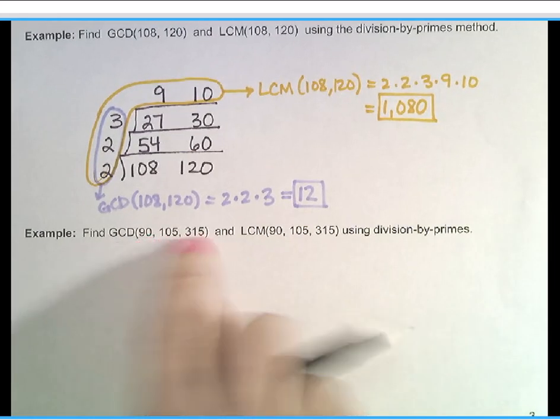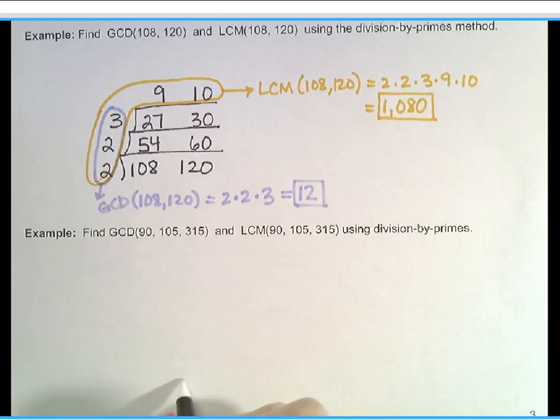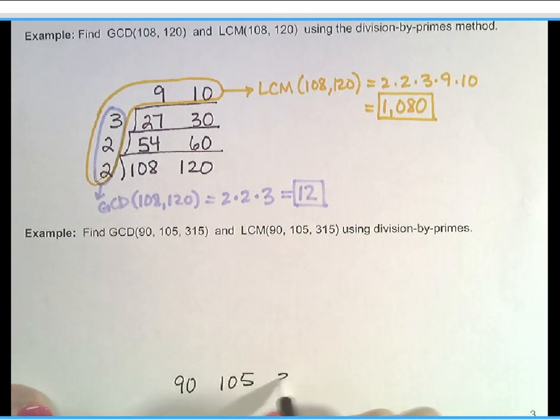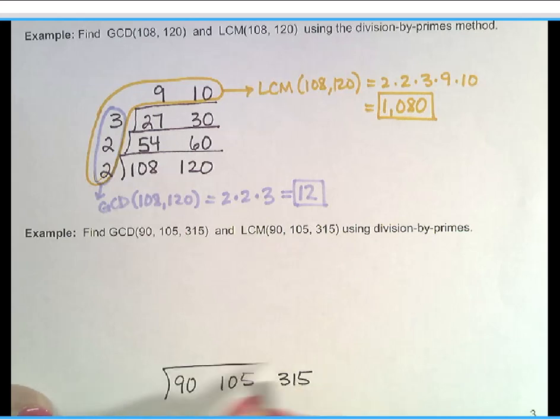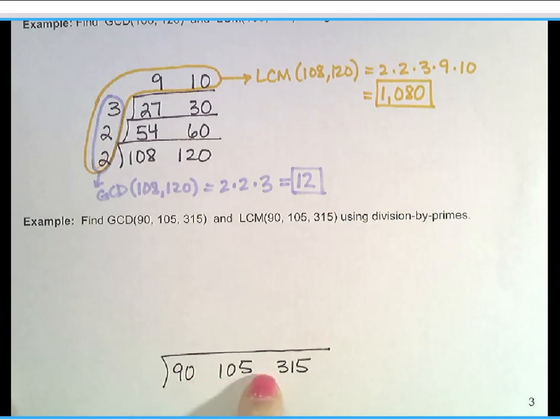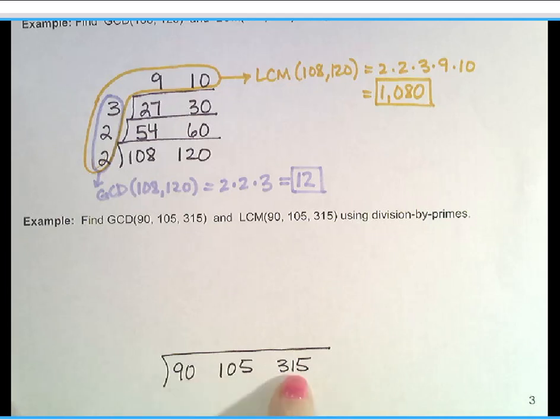But we're looking for numbers that divide into all 3. So we've got 90, 105, and 315. Those are the 3 numbers. So let's see if we can find a number that divides into all 3 that's prime. We can't use 2 because these 2 numbers are not even. But I think 3 might work. Let's see. I know 3 will go into 90. Let's add the digits. 1 plus 0 plus 5, that's 6. 3 will go into that. 3 plus 1 plus 5, that's 9. Oh, 3 is going to go into this one. Also 5 will go in here.